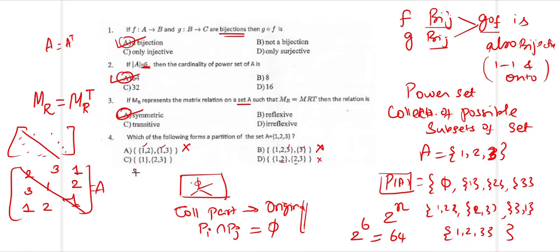And 1 as one singleton set and 2 comma 3 as the other set. When you take the union, you get all the 3 elements back and there is no overlapping. So the right answer is going to be C, the collection of 1 as a singleton and 2 comma 3 as a separate set. Moving on to the next one.